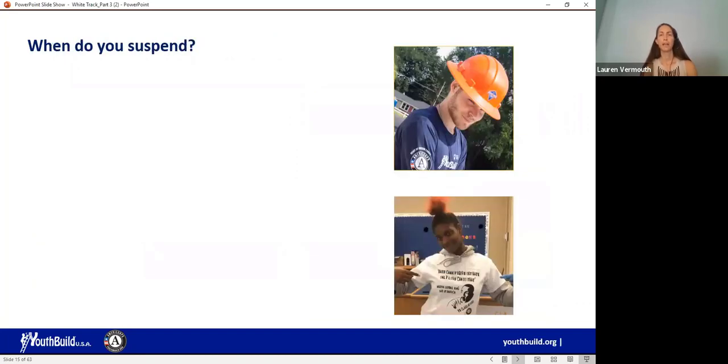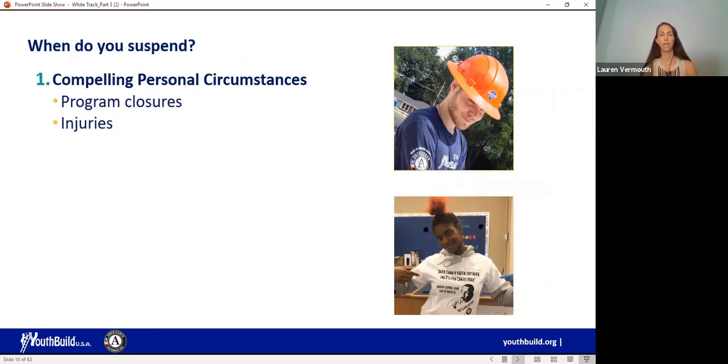So let's look at three main buckets of when you would want to suspend a member. The first we're calling a compelling personal circumstance. That's a situation largely out of a member's control that, again, prevents them from serving. What we've seen a lot this year is that first example, a program closure. That's something that would apply to all of your members, right? They couldn't come in, weren't having any service projects, so we suspend the members.